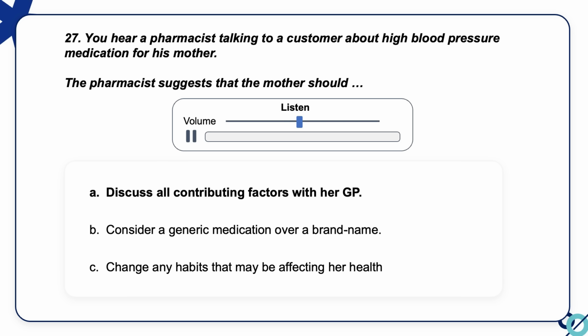Answer C is a distractor. The pharmacist mentions lifestyle factors, but doesn't tell the son to change them directly. She says they need to be considered by the doctor before medication is chosen. Answer B is also a distractor. While the pharmacist does mention that they stock both generic and brand name medications, he explicitly says it is a matter of what your mother's doctor has prescribed. He does not recommend one type over the other himself.